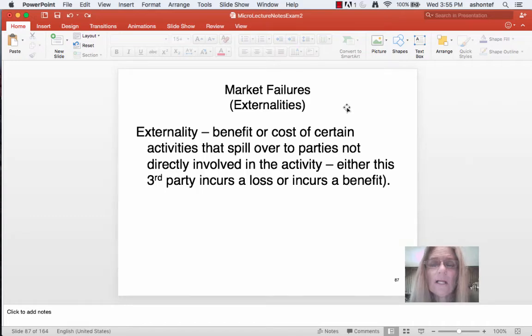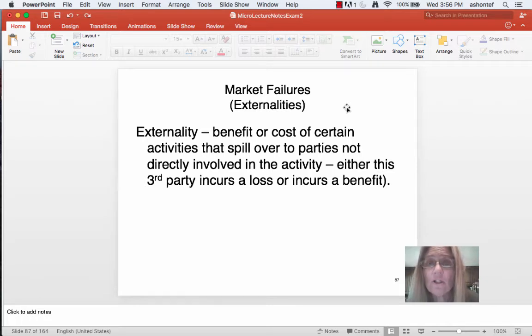Okay, Chapter 10's homework is primarily looking at the positive and negative externalities that take place in the market. And just as a quick reminder, that implies there's been a market failure. There's an externality. So when we talk about externalities, that means we either have a benefit or a cost of a certain activity that spills over to parties not directly involved in the activity.